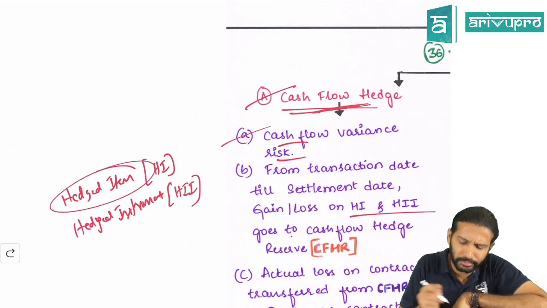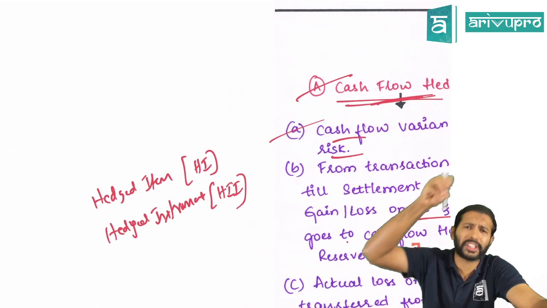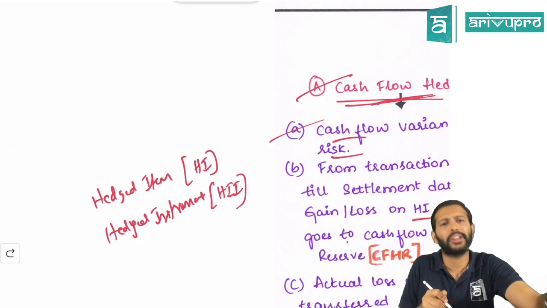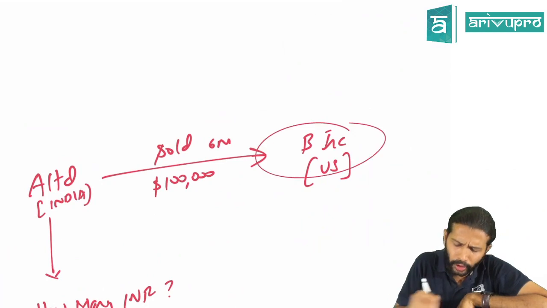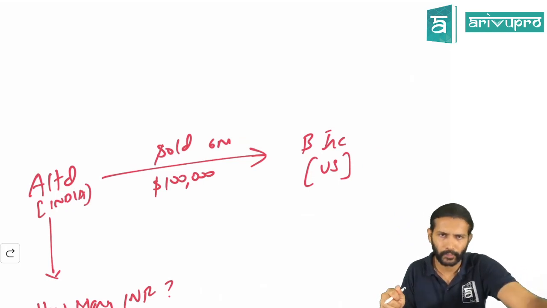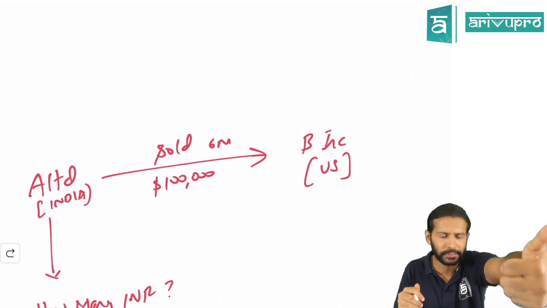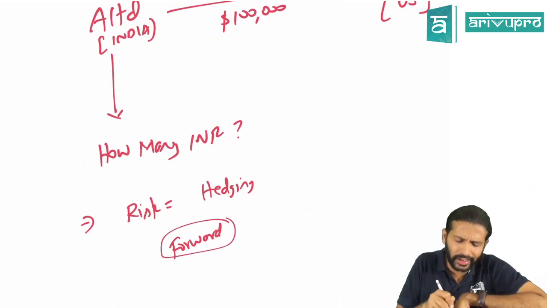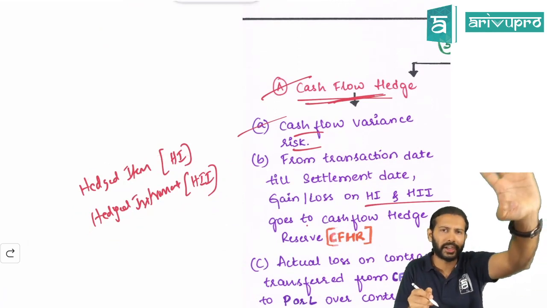Hedged item means what are you covering? One particular item is exposed to risk, and for that you're doing a hedging. So which item is exposed to risk? That we call the hedged item. Now, in this first example, your foreign currency receivable is subject to exchange rate fluctuation, so that is your hedged item. Basically, that is subject to risk. So the foreign currency trade receivable will be your hedged item here. Now, to cover this risk, what did you do? You may enter into some forward contract. That forward contract or derivative that you have entered into, we call the hedging instrument. So that's what we mean by hedged item and hedging instrument.